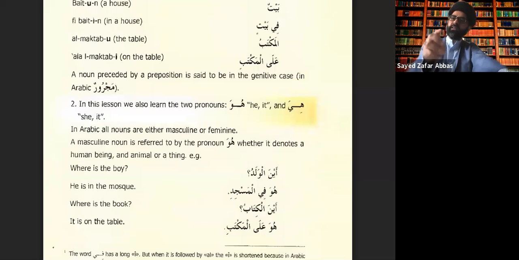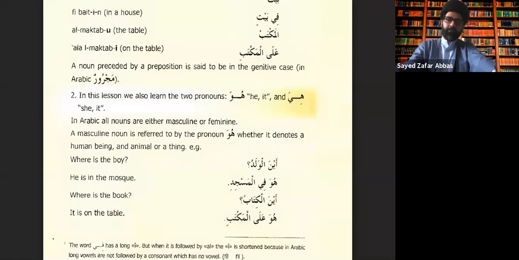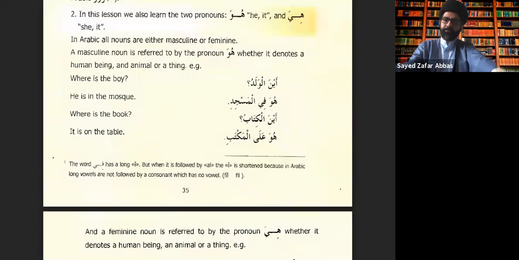Okay, where there is a preposition in front of the noun, it's called the genitive case. In Arabic it's called majroor, and the alamat is of kasr. We also learned huwa and hiya. So huwa and hiya is he and she, but it's also used because there's no it in Arabic. It's also used for things which have no gender, but in the words they would be denoted by huwa or hiya. So nouns are either masculine or feminine. A masculine noun will have huwa, whether it's a human being, animal, or a thing.